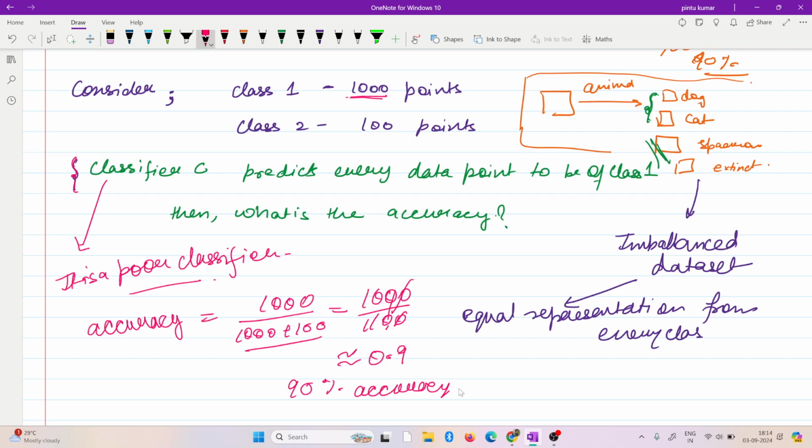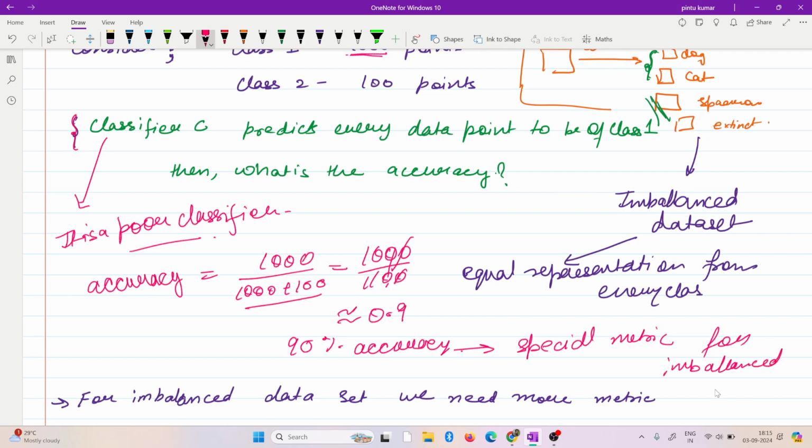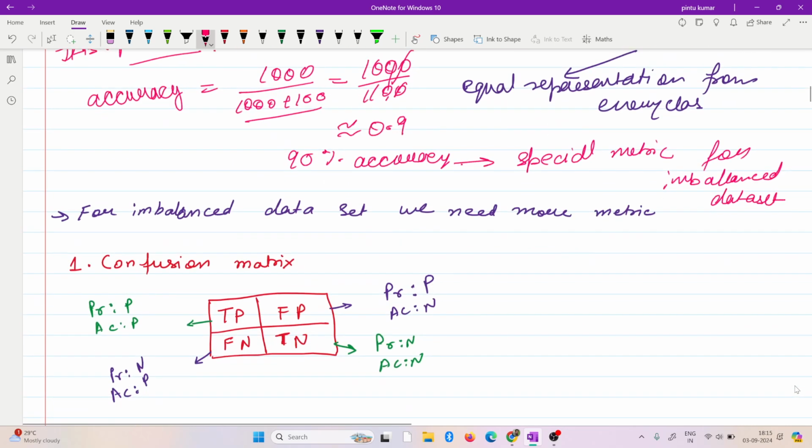Okay. So to deal with this kind of setup, we define special metrics for imbalanced data sets. One such metric is the confusion matrix. Okay. So I will just clarify.